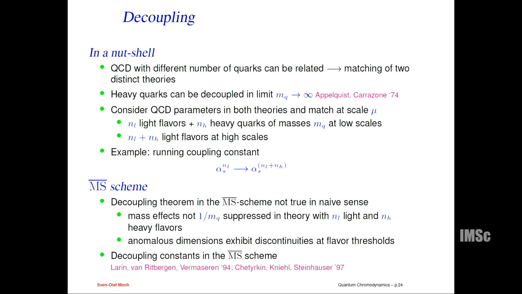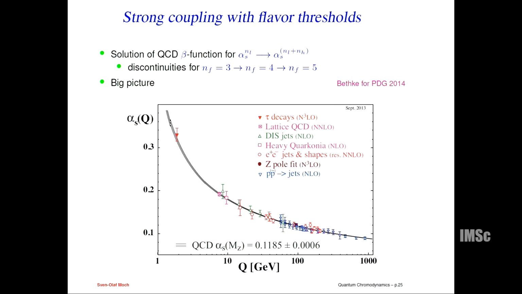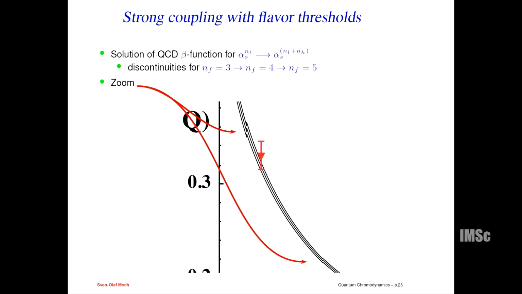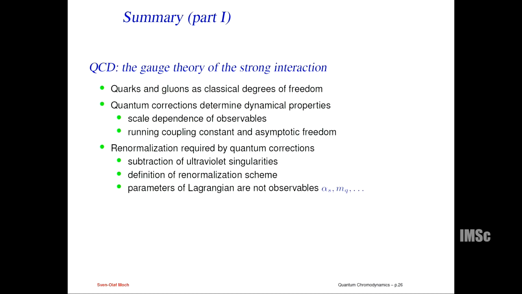I think in view of time, I skipped the comments on decoupling. I was just going to say how we're going to treat theories with different numbers of heavy flavors, how we decouple them, and how this decoupling then manifests itself as we go across flavor thresholds. The slides should be on Indico. You can look at them and you can come back with questions on that tomorrow.